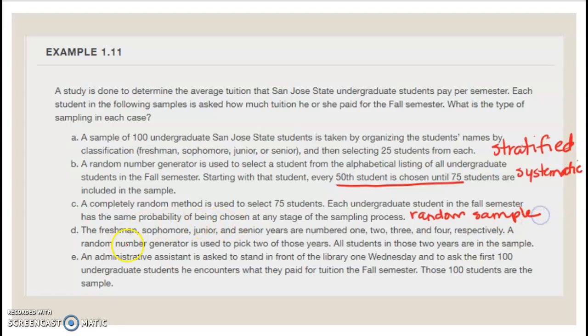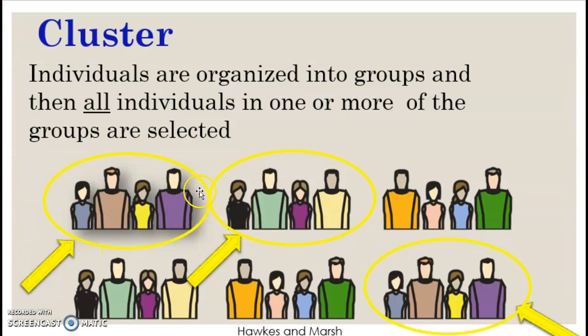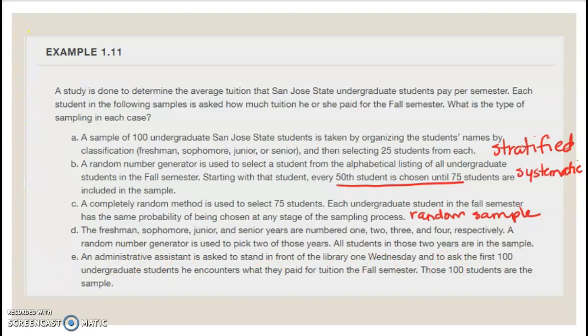The freshman, sophomore, junior, and senior years are numbered 1, 2, 3, and 4, respectively. A random number generator is used to pick 2 of those years. All students in those 2 years are in the sample. Well, that would be our cluster sample. You organize them, and then you pick all of them in each one. So that falls just like our picture into a cluster.